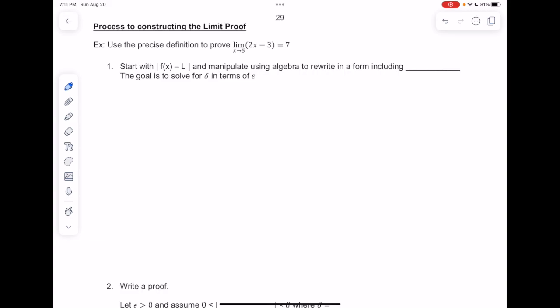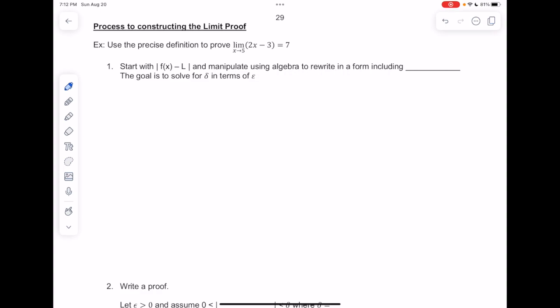So let's look at the process of constructing the limit proof using that precise definition. So our first example, use the precise definition to prove that the limit as x approaches 5 of 2x minus 3 equals 7. Now through direct substitution, we see if we plug in 5, we get 2 times 5 is 10, minus 3 is 7. So we know from previous things that really is the answer. But what if we were asked to prove it using the definition? What would that process look like?